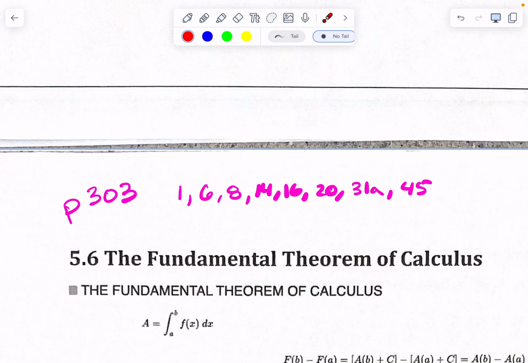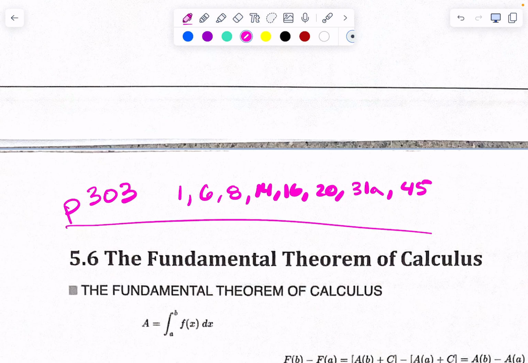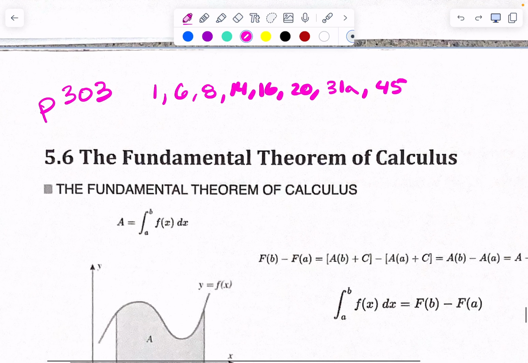Okay, we are starting 5-6. Here's the homework. It's very short because we've already been doing this stuff, and I don't want to do too much. So here is some more.